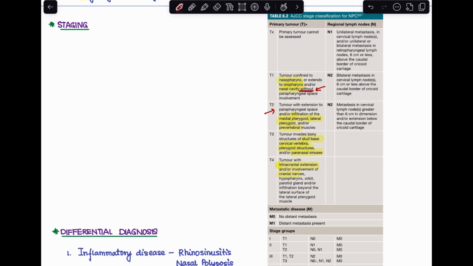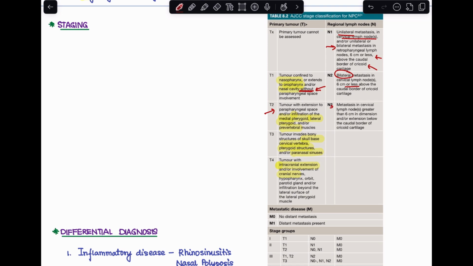Looking at the N staging, N1 is when there is unilateral metastasis in cervical lymph node and/or unilateral or bilateral metastasis in retropharyngeal lymph node. Size is usually 6 cm or less and limited to above the caudal border of the cricoid cartilage. N2 is when there is bilateral metastasis in cervical lymph node, still 6 cm or less, above the caudal border of the cricoid cartilage.